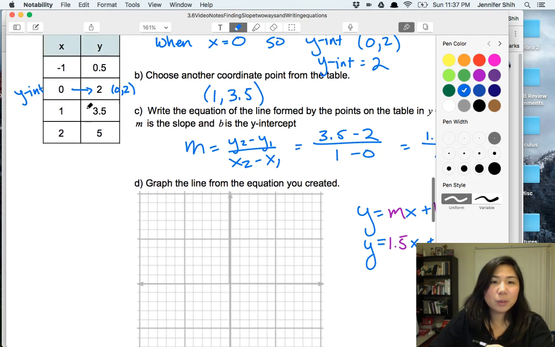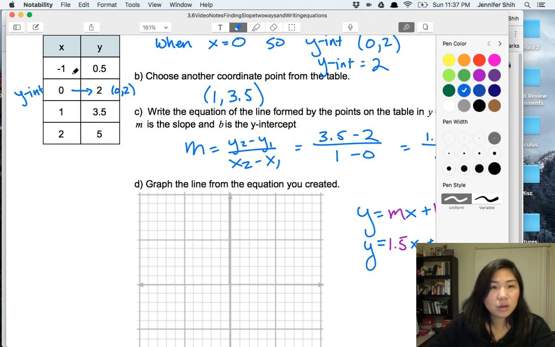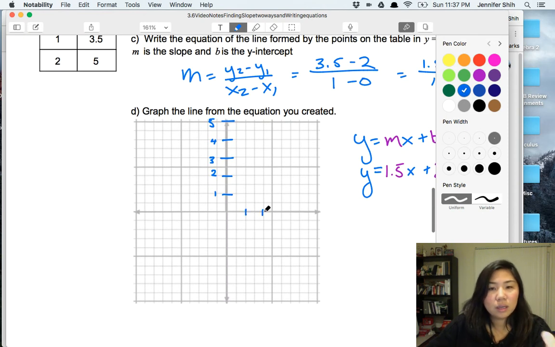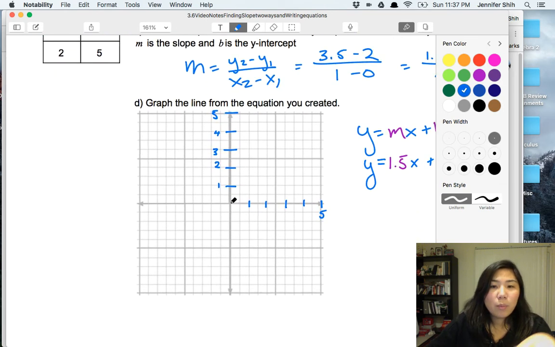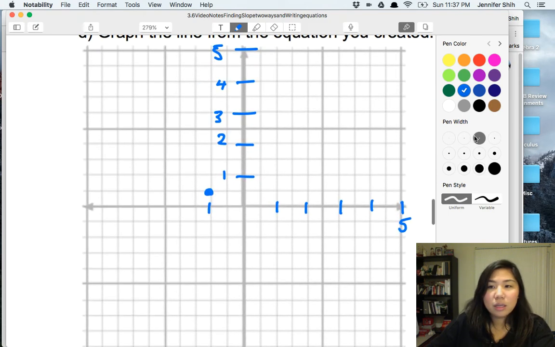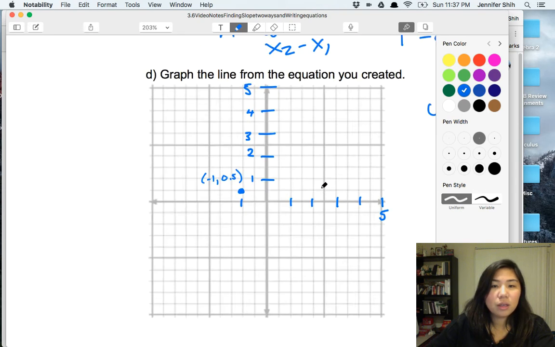So to graph the line, I'm going to look at the table of values and plot all of them. Let's see, 1, 2, 3, 4, 5. That works. We'll do every other one as a whole number. I'm scaling my y values, and I'm also scaling my x values. Okay, let's do negative 1, 0.5. So I'm going to go in the negative 1 direction and go up. And for good measure, I should label it.